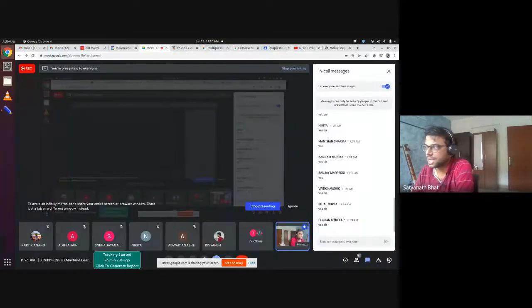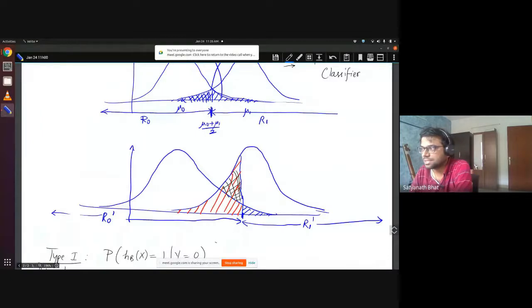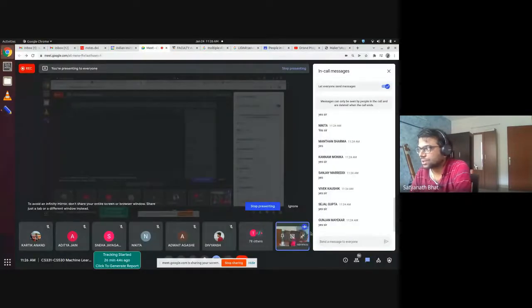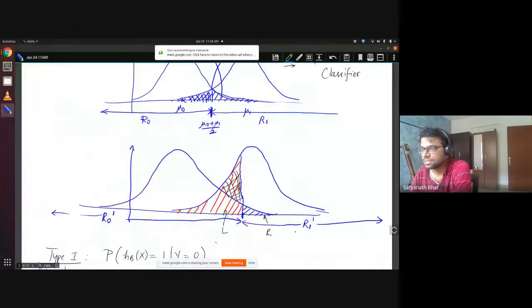Can you do it in the chat? All people who say right, say right. So right means there are two parts, right? There is the right of this here and left here. So this is one region, this is the right, this is the left, right? So which one is it? Can you say in the chat which is the type 1 error?